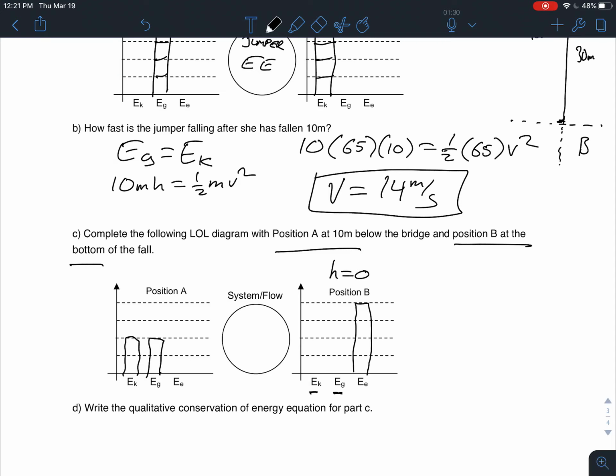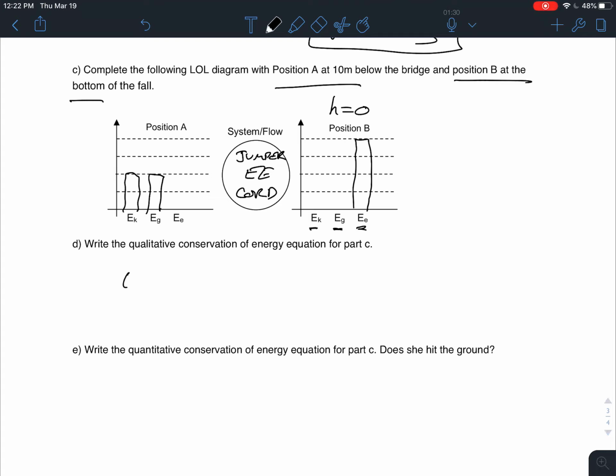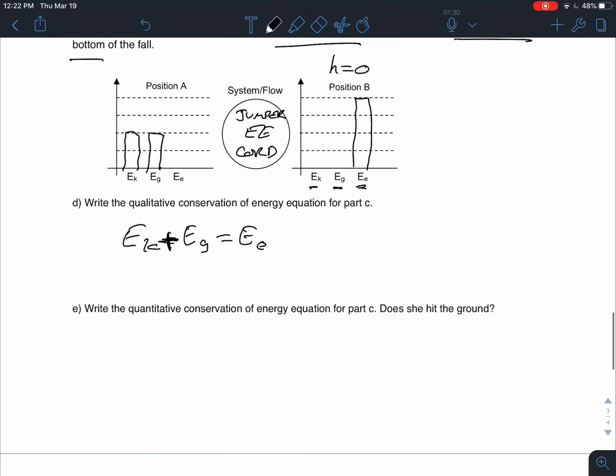All right, so now we need the jumper and the entire Earth, but we also need the bungee cord in here because it's going to be stretching, giving us the EE. So write the equation for that. That's EK plus EG. Oops, sorry, those are on the same side. Equals EE. And we'll plug some numbers in here in part E. So write the quantitative conservation of energy equation and then figure out if she hits the ground. So let's see what we got here.